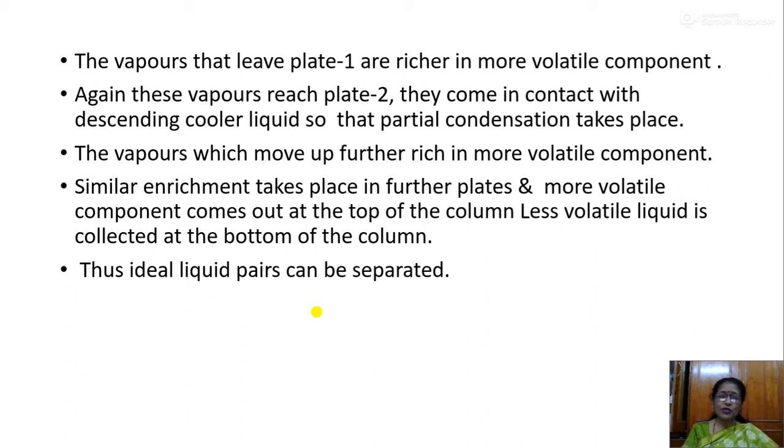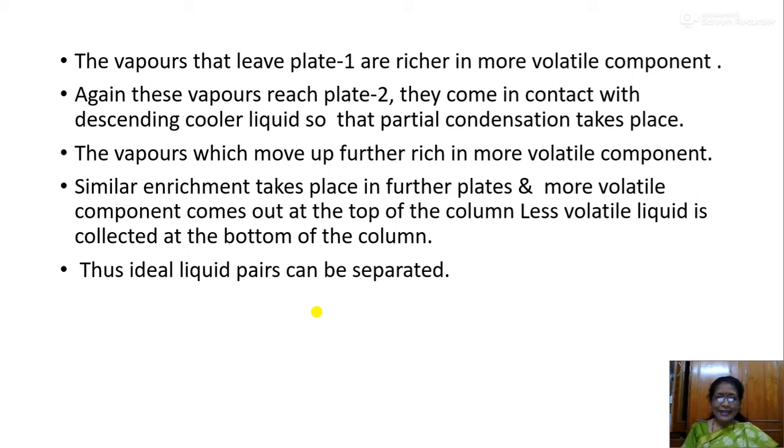The vapors which move up are further rich in the more volatile component. That means the more volatile component will be moving up and up. Similarly, enrichment takes place in further plates and the more volatile component comes out at the top of the column. The less volatile liquid is collected at the bottom of the column. Thus, ideal liquid pairs can be separated.